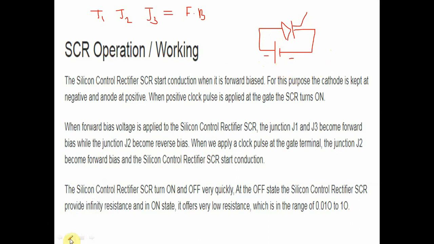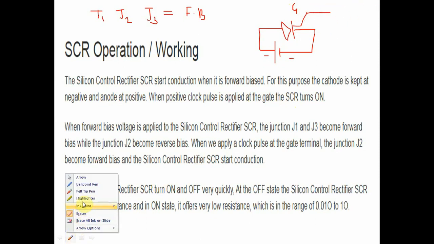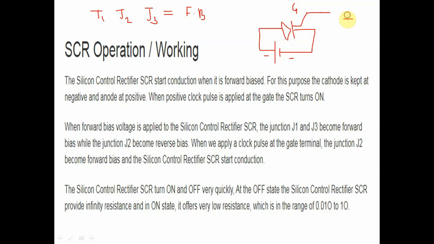At that time SCR will be on. When a positive clock pulse is applied at the gate of SCR, it turns on. Here the gate pulse is also applied from the positive terminal of the battery. The gate is also applied a positive terminal. Only then will SCR be turned on.